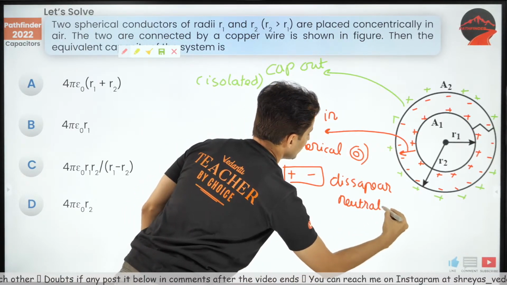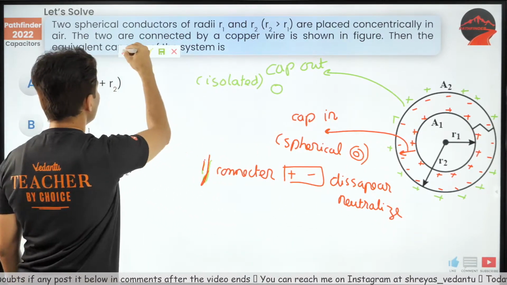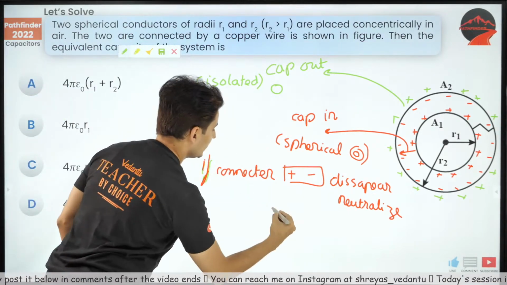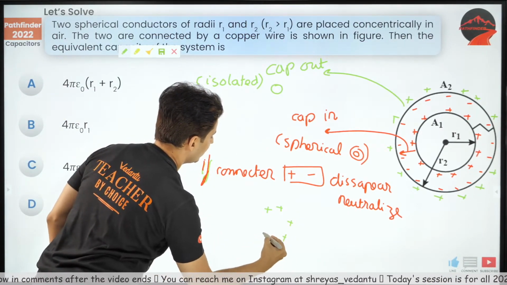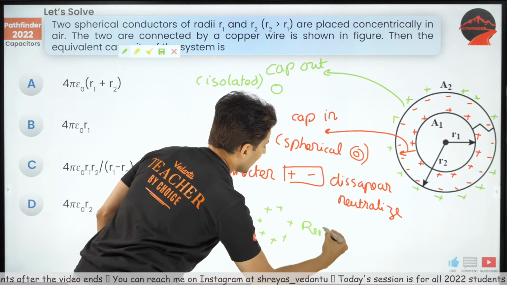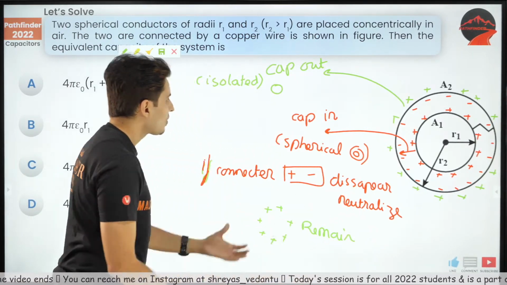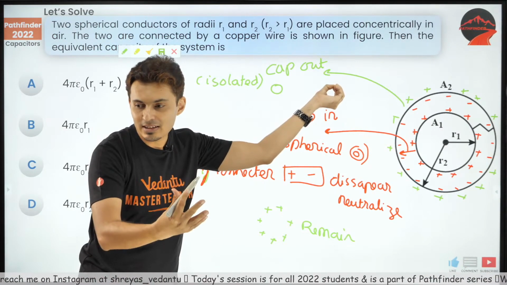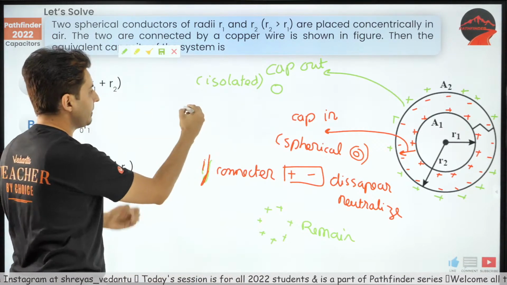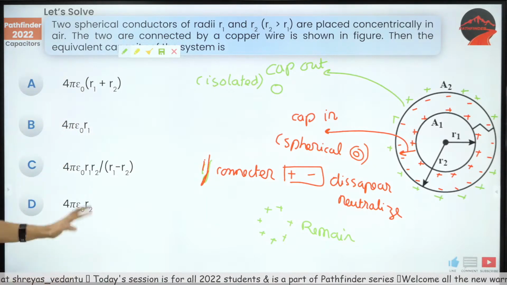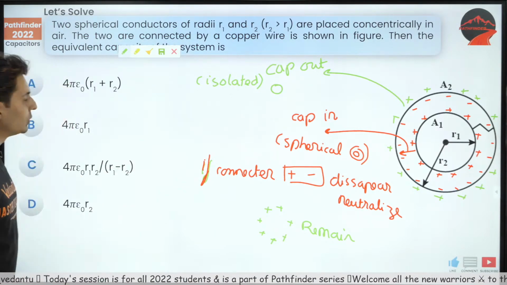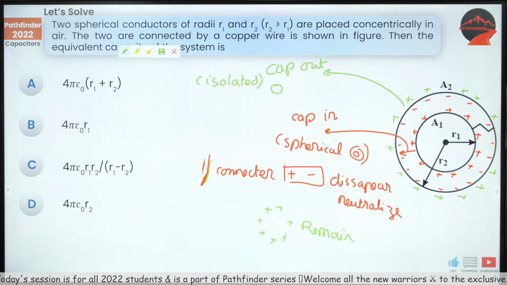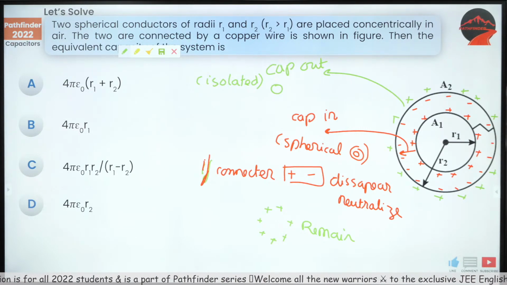So the only thing that remains, what remains? Only these positives which are there outside remain. And if they remain, it's an isolated capacitor. So that means, what's the capacitance? 4 pi epsilon naught R1 or R2? Come on guys, answer the question.